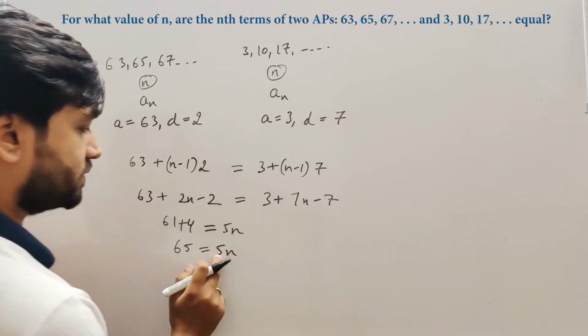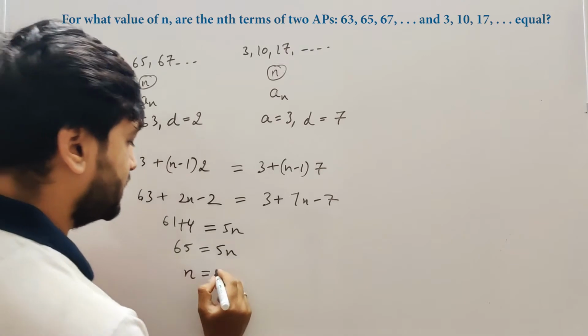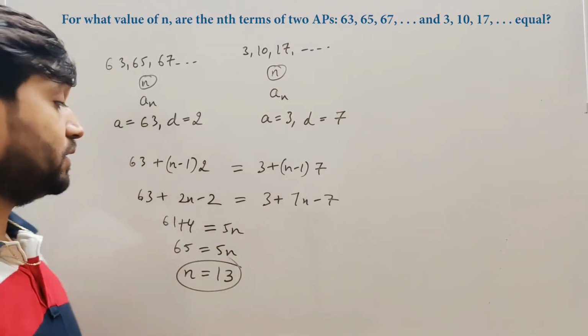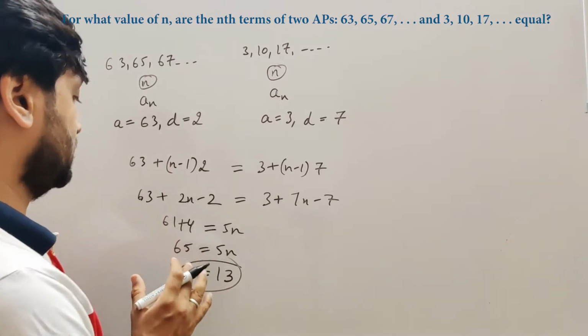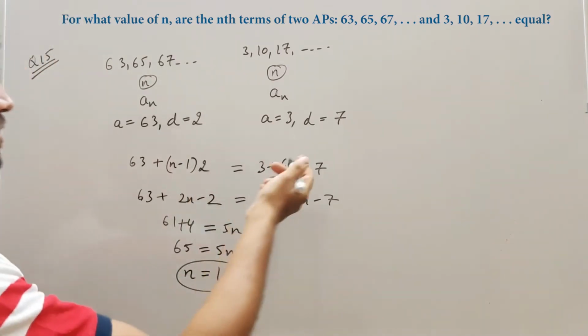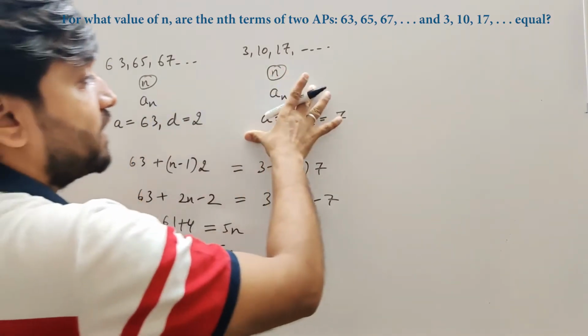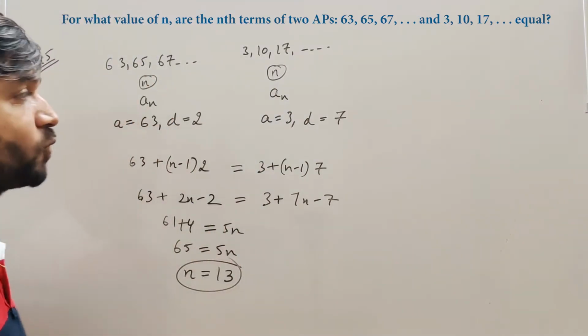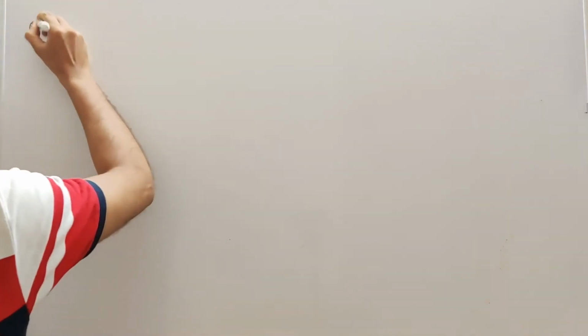So n is equal to 65 by 5, which is 13. So the 13th term of this AP and the 13th term of this AP are the same. Alright, the next question, number 16.